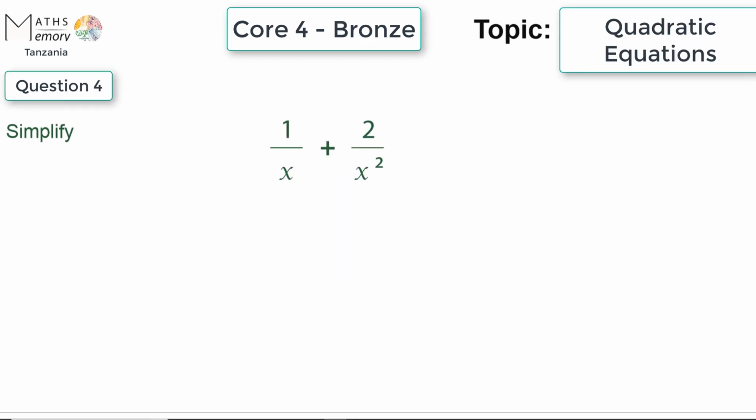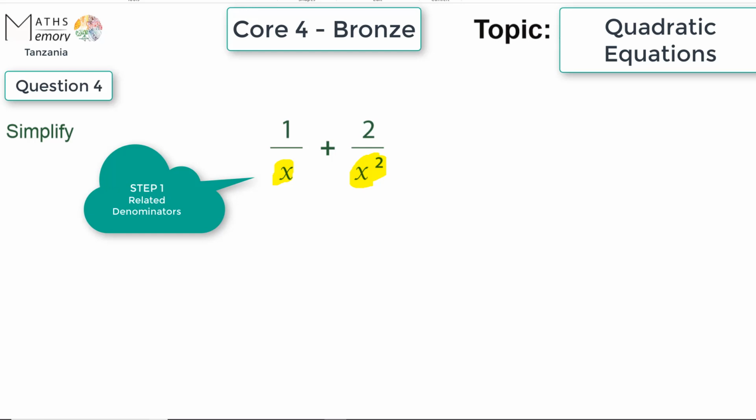So press pause, write this algebraic fraction down, simplify it the best you can, and press play when you are ready. So the first thing we do, we look at your denominators over here, and we think, are these related or unrelated? Now these are obviously related. They're both factors of each other. So what we do is a different technique from the last question.